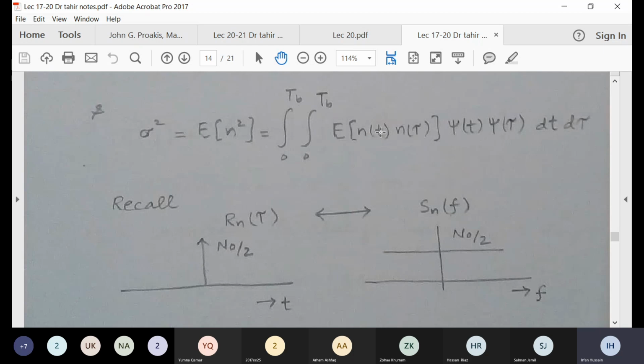Just R of tau likhte hain, t minus tau. This is the time difference between these two. This will be this thing. So this thing is a delta function which is tau, which is now here is t minus tau. वहाँ तो हम tau पढ़ते हैं ना, t into t N(t) और t plus tau, the difference tau था, यहाँ पे तो t और tau है, it will be t minus tau.